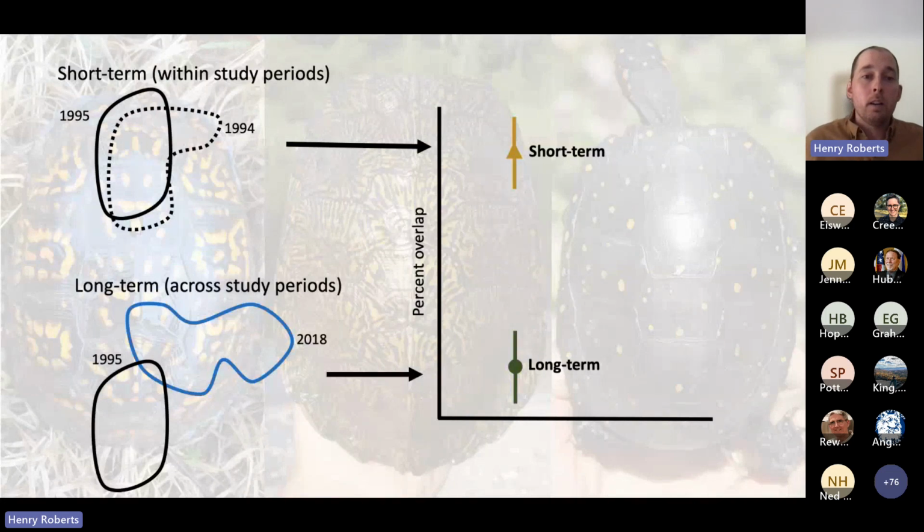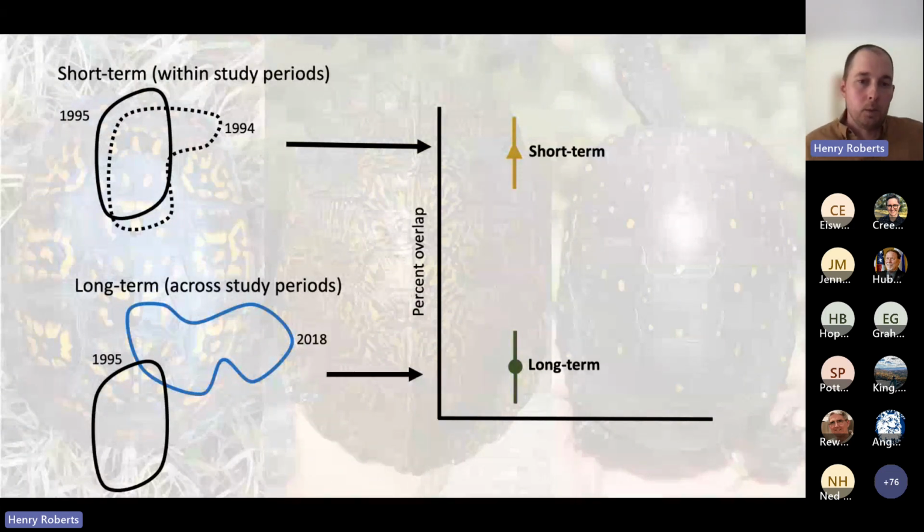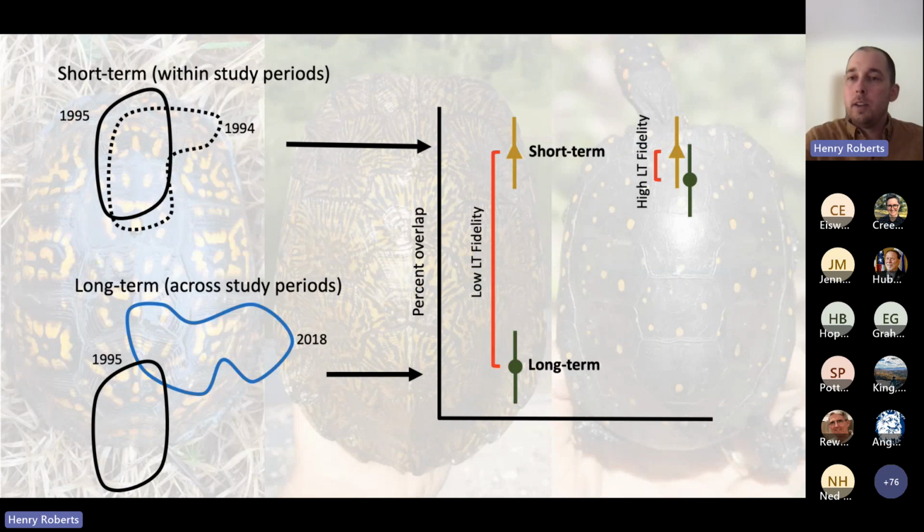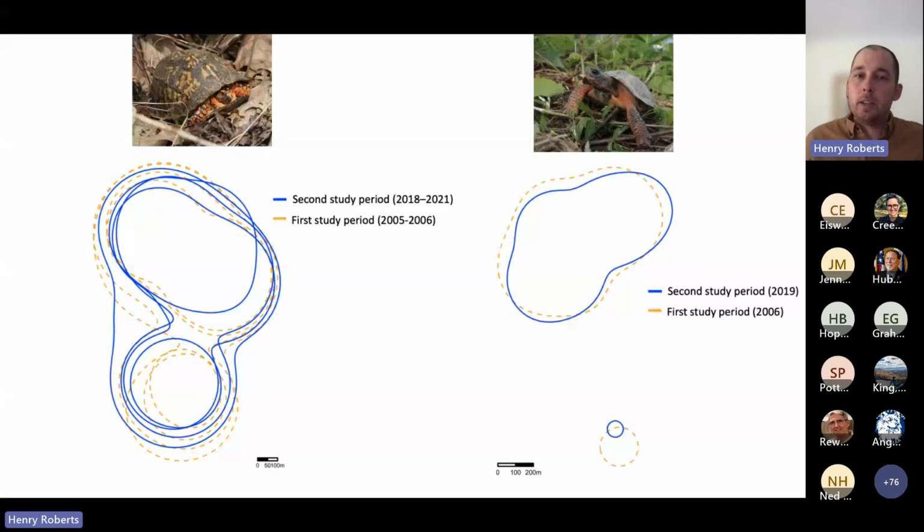But we can also look at long-term fidelity, so across periods, in this case, 2018 to 1995, and we can plot that on the graph as well. So greater distances between these points indicates lower long-term fidelity, and shorter distances indicate higher long-term fidelity. So the distances between these study periods in this example on the right here is similar to that of the short-term fidelity, suggesting that we have very high long-term fidelity. So getting into our results, I just like to start by showing how some of these home ranges mapped out. Here's two great examples of very high long-term fidelity. The two different types of lines indicate the different study periods.